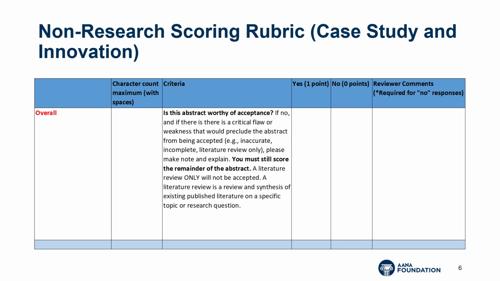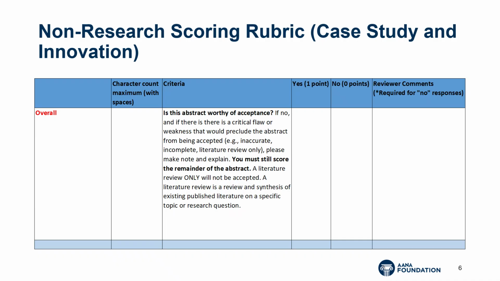If the criteria was not met and the reviewer gives the score of 0, then the reviewer is required to include a comment. The first section is the overall evaluation of the abstract. So the criteria is the abstract worthy of acceptance?